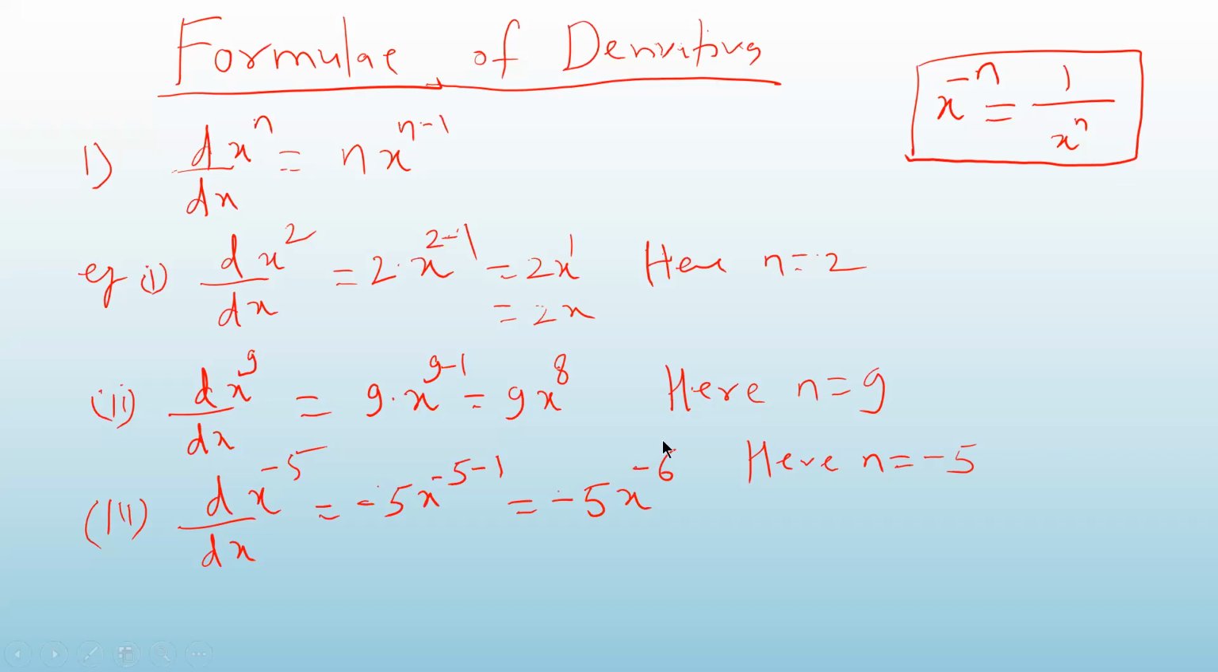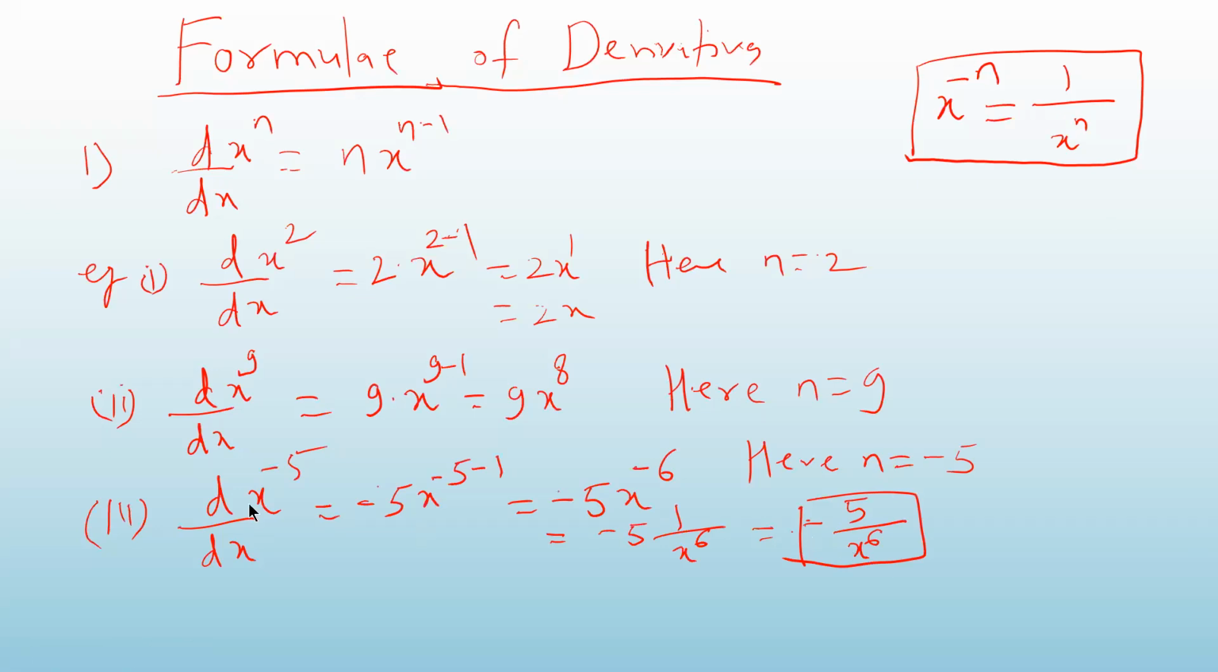So here x to the power minus 6 we will convert into positive power. So it will become minus 5 into 1 upon x to the power 6. So that will give you minus 5 upon x to the power 6. So this is our answer. So in the final answer, always write down the negative power converting into positive power. So derivative of x to the power minus 5 is minus 5 divided by x to the power 6.